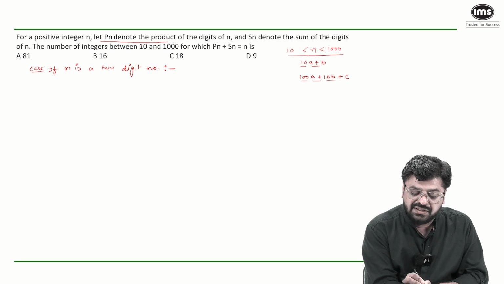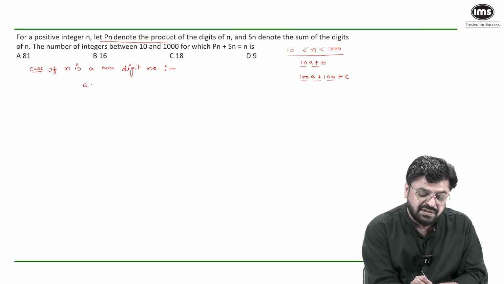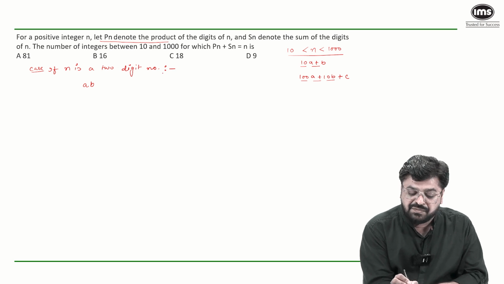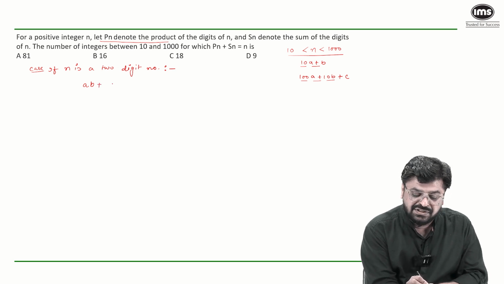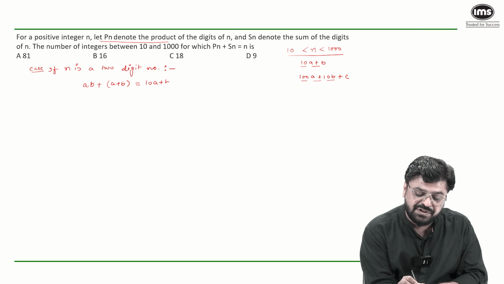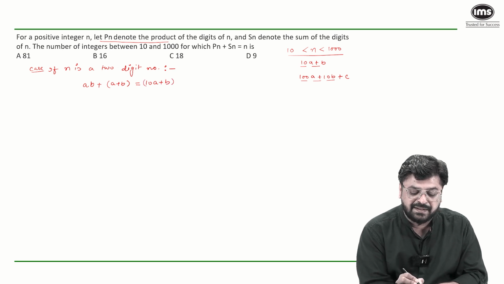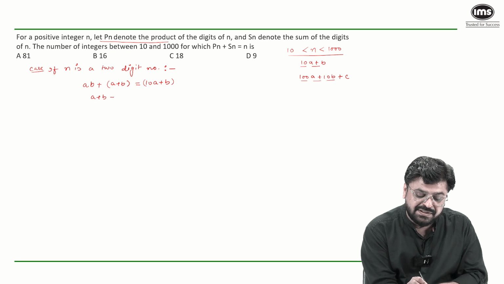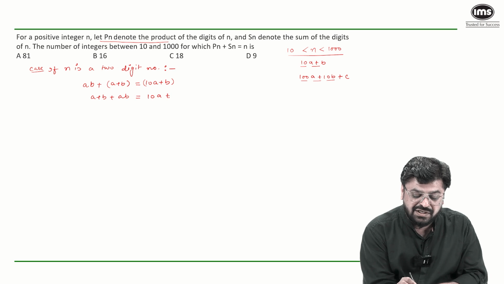Pn, the product of the digits, will be a into b, plus the sum of the digits, which is a plus b, equal to the number, which is 10a plus b. That is a plus b plus ab equal to 10a plus b, or we can write that 9a equal to ab, or b equal to 9.